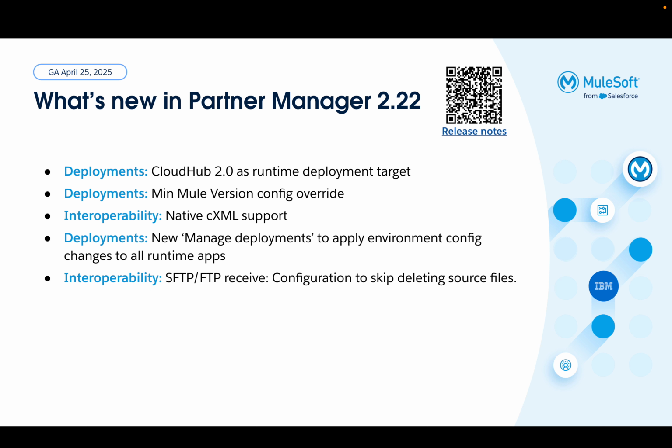SFTP and FTP inbound endpoints can now be configured to optionally skip the deletion of source files when you are picking files from SFTP or FTP servers that do not allow users to explicitly delete files. AS2 and HTTP send endpoint URLs can now include static query parameters.